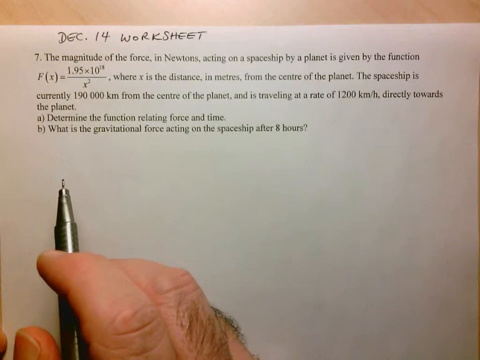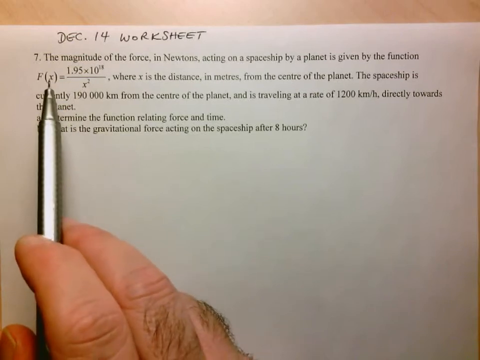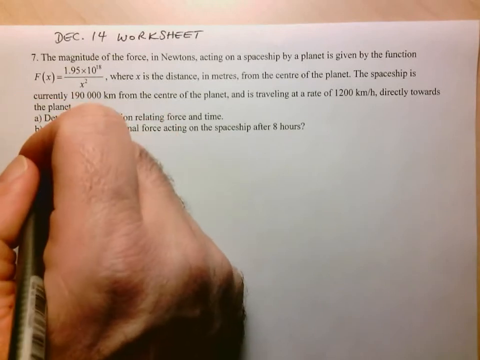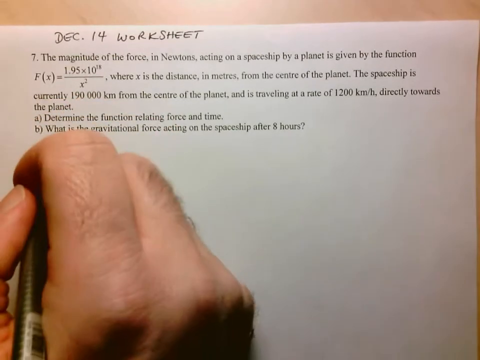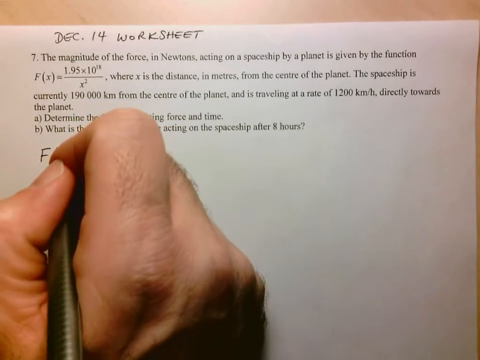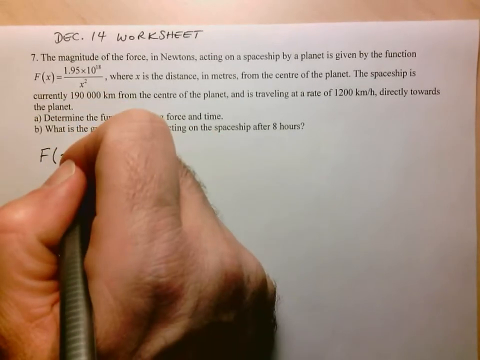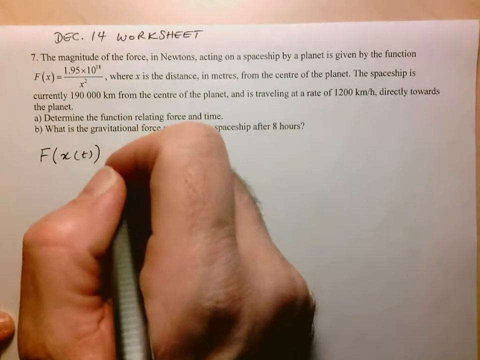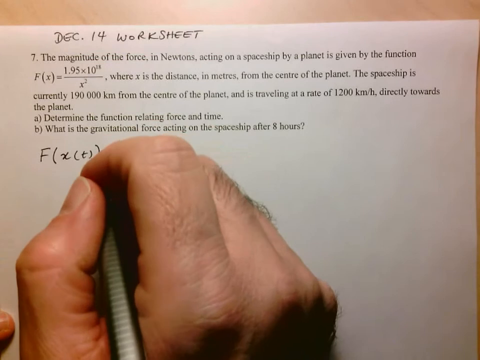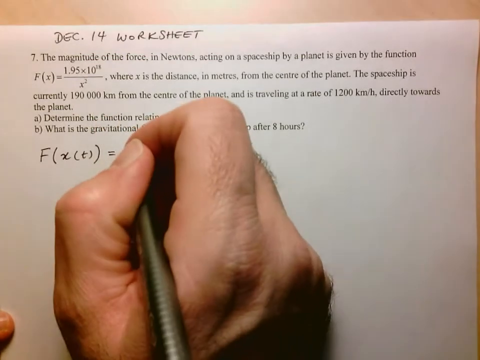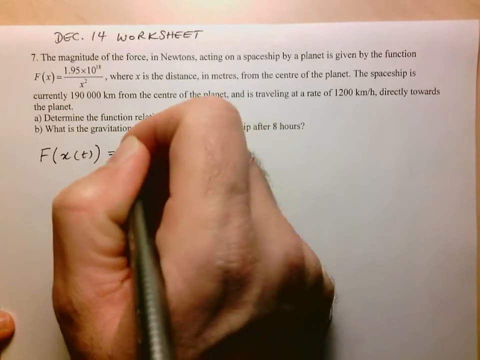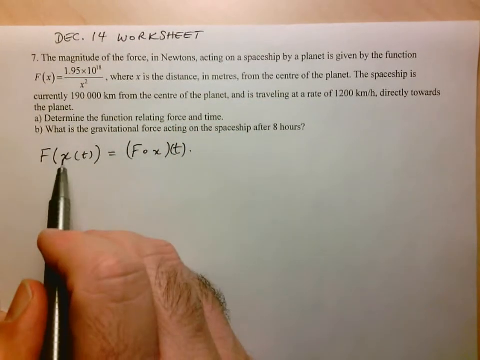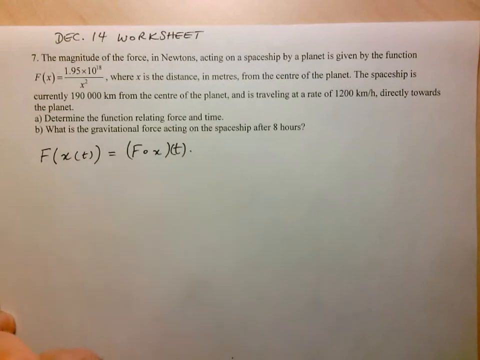So hopefully we'll be able to write distance in terms of time. In other words, what I'm looking for is a function of force which is given with respect to distance, and if we can get distance with respect to time, then that'll give us what we want. So essentially what we're working with is a composite function of f circle x at t. So this is our goal now. What we're going to need is a formula for x at t.